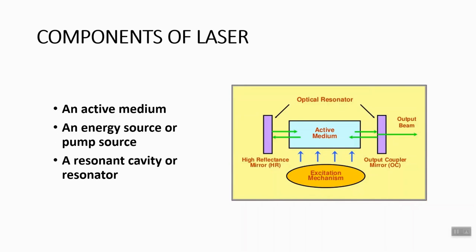The second important component is the pump source. It is an external source which supplies energy to obtain population inversion.